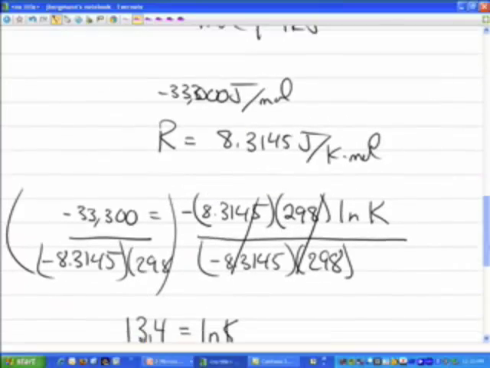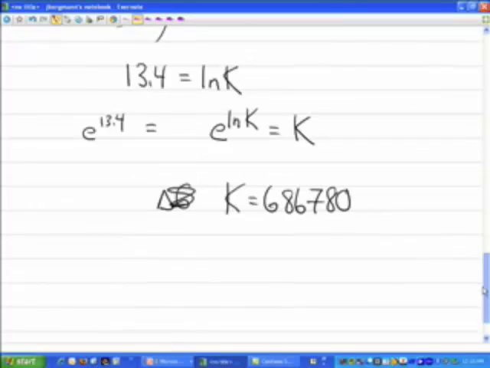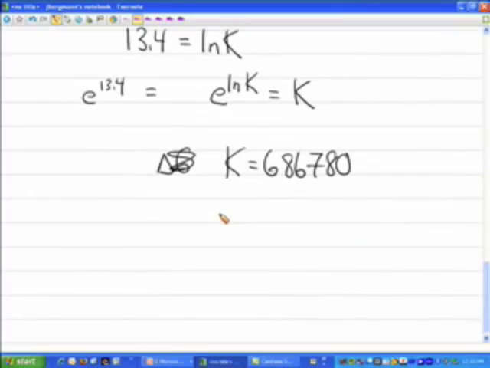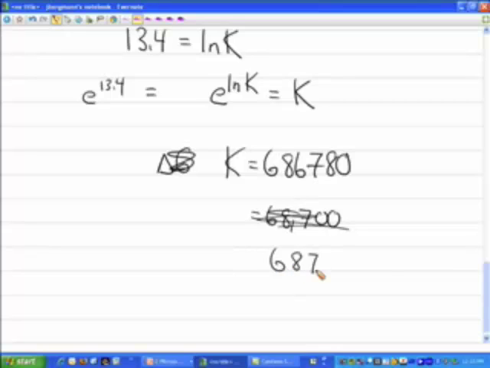Now, sig fig wise, what have we got here? It's 3 sig figs, so I think we're going to go with 3 sig digs there. So that'll be 687,000. Sorry, I didn't do that right. 687,000. There we go. Now that's a K, and equilibrium Ks do not have units.